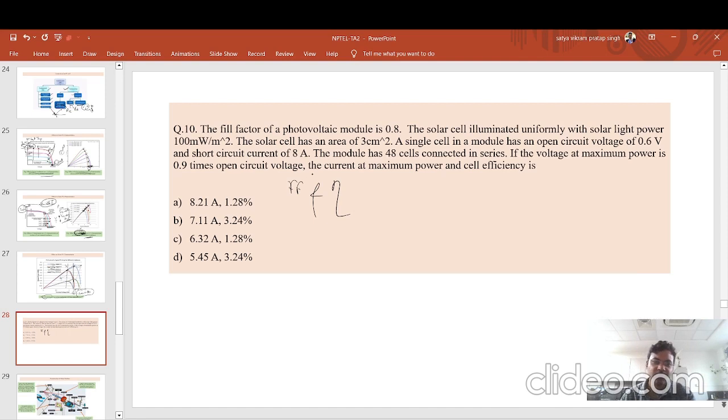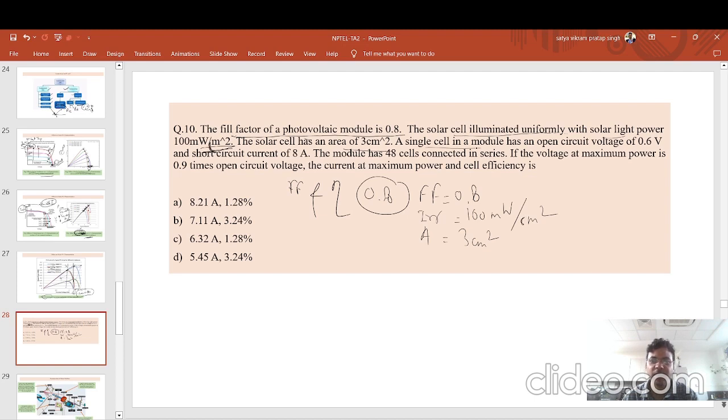See here. What it is saying is that the fill factor of the photovoltaic module is 0.8. It is given, the fill factor is equal to 0.8, and the solar cell is illuminated uniformly with the solar light power. It means that the irradiance is 100 milliwatt per centimeter square, and the area is given as 3 centimeter square. There is some mistake here, sorry, this is centimeter square.